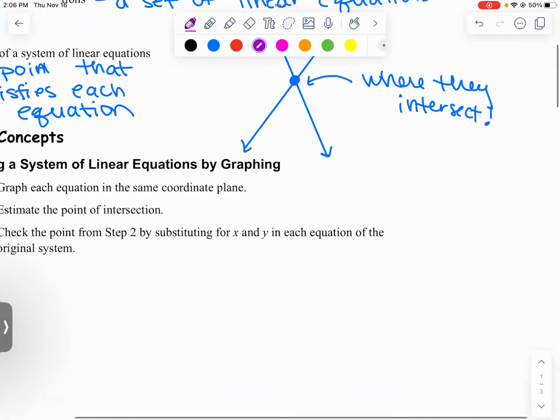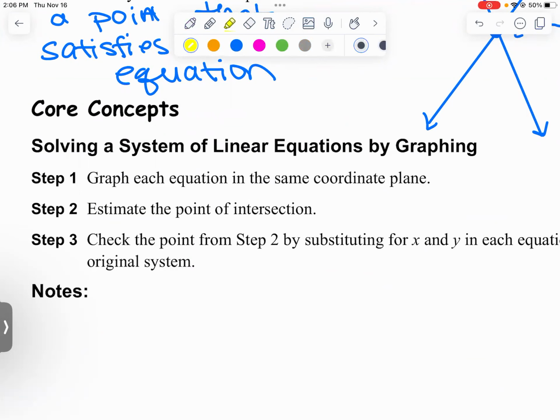So previous page. I'm going to give you 2 lines and you are going to graph each of them in the same coordinate plane. We get a graph. Then, can you cross out the word estimate? We are not going to estimate. We are going to actually find the point of intersection. And then we are going to check by plugging in just to make sure it does, in fact, work for both.